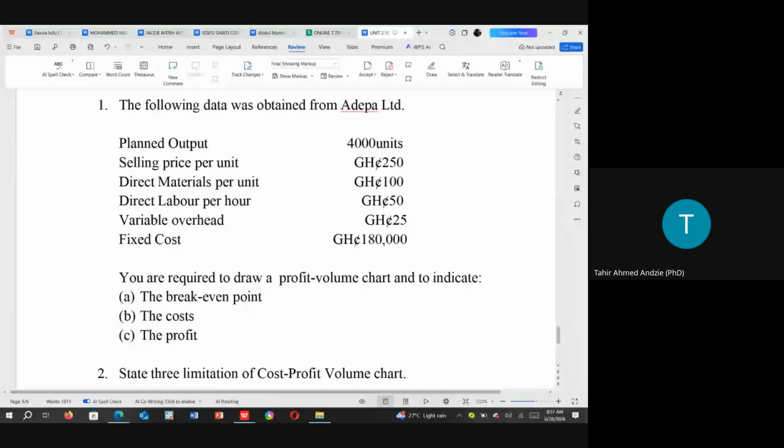Planned output is 4,000 units. Selling price per unit is 250. Direct material per unit is 100. Direct labor per hour is 50 cedis. And then variable overhead is 25. Fixed cost is 120. So here, you see what I told you.